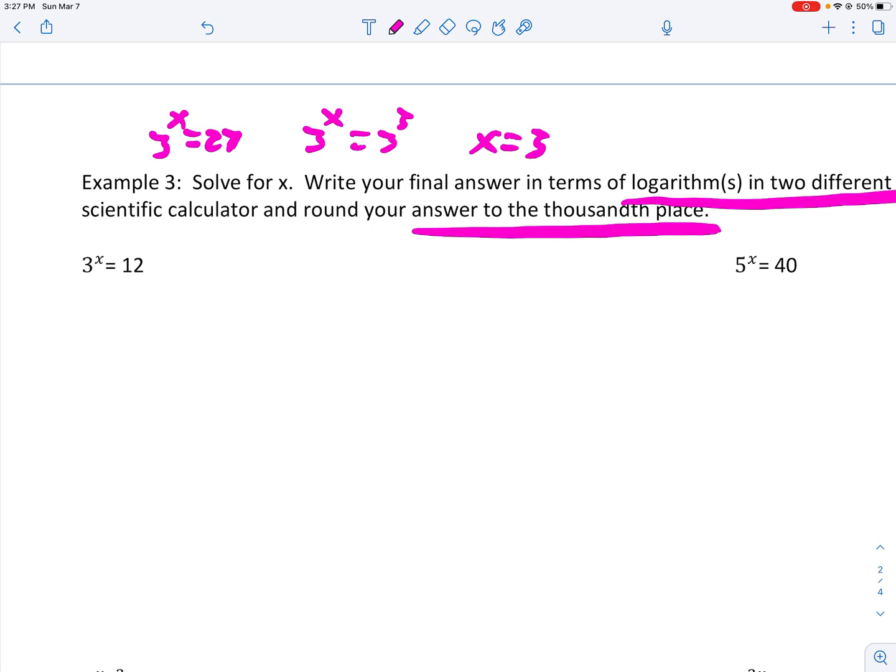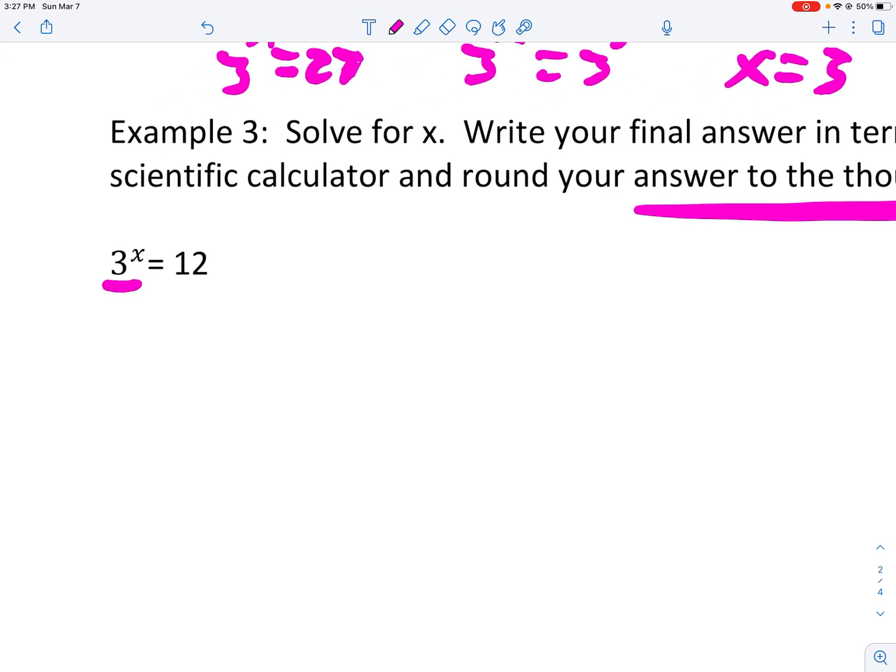Now the problem is you have base 3 here and you have base 12. How do you rewrite 12 as 3 to some power? Well, it's 3 to some decimal. I don't know what it is, right? Because 3 squared would be 9, but 3 cubed is 27. So it's bigger than 2 but smaller than 3.